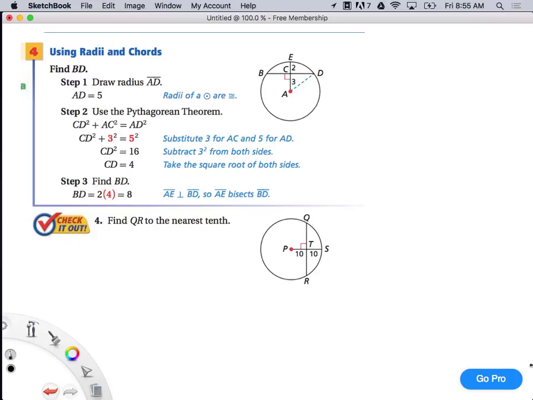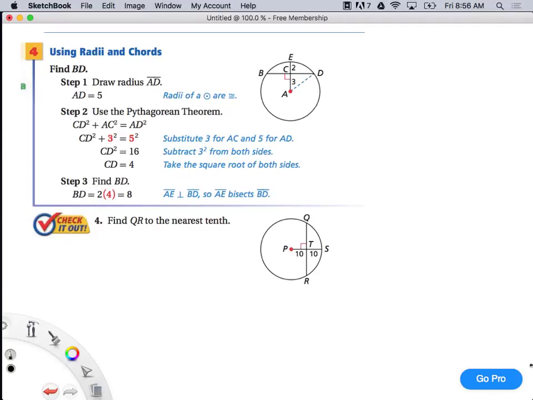So what do I end up with? I end up with a right triangle. This is 5 and this is 3, right? Well, if I want to find BD, I have to find this. I'll call it X. And then double it. Does that make sense? Well, how do I find X if I've got a right triangle? Got 2 sides, I need to find the third. You square them both.